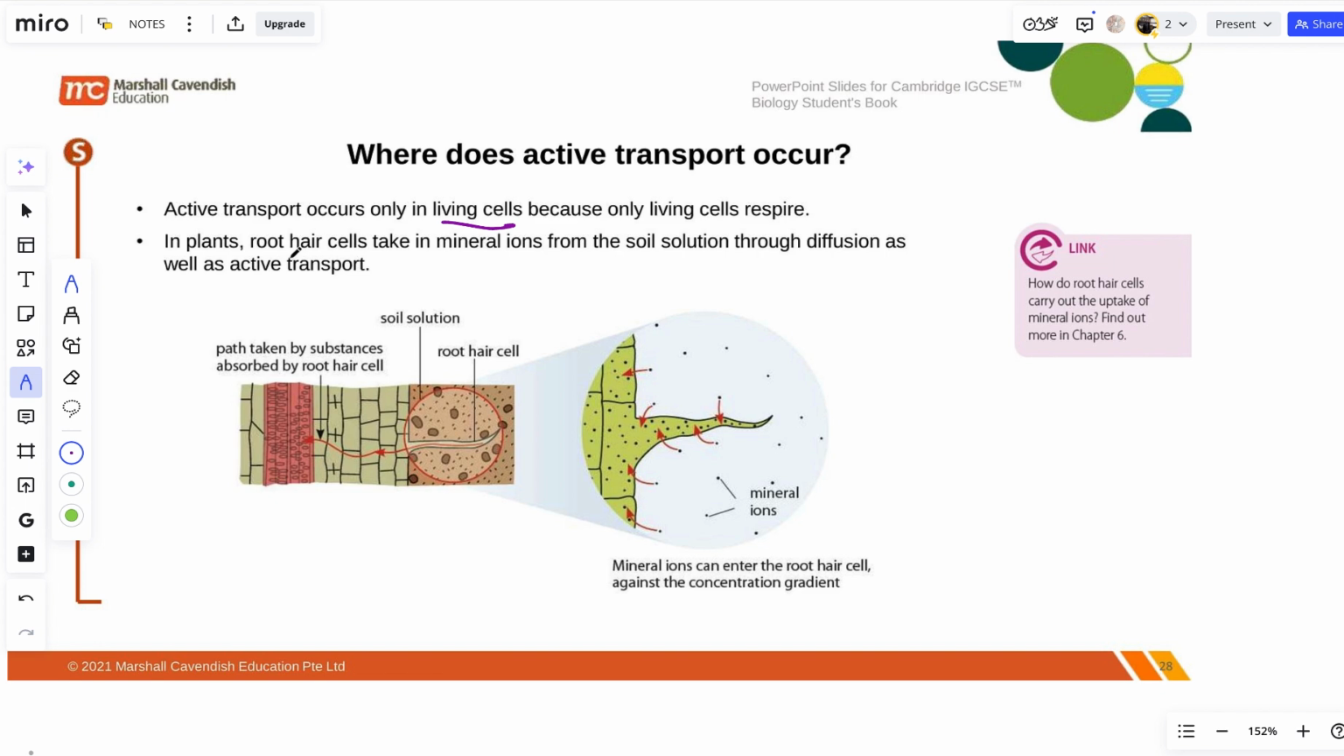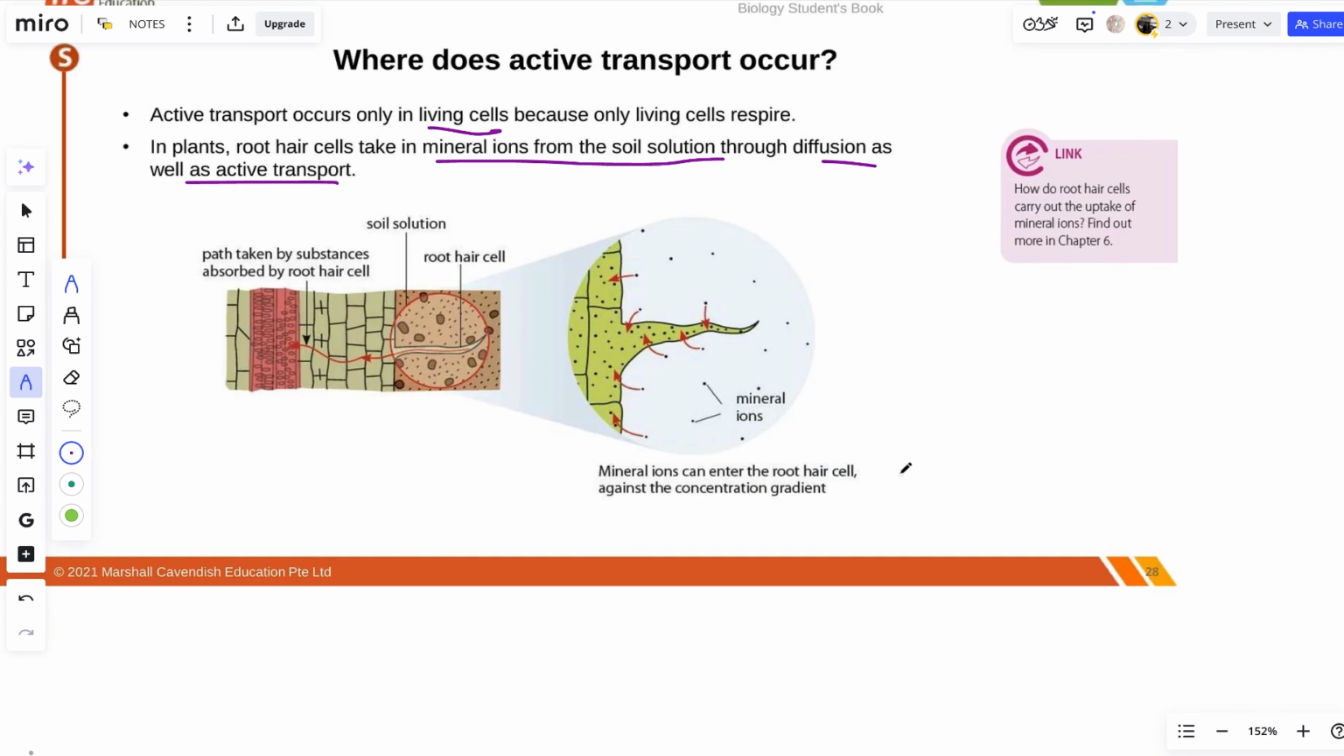In plants, root hair cells take in mineral ions from the soil solution through diffusion as well as active transport. Mineral ions, meaning dissolved magnesium and nitrates dissolved in water, are called mineral ions. They go in through diffusion and through active transport. Both methods, okay?